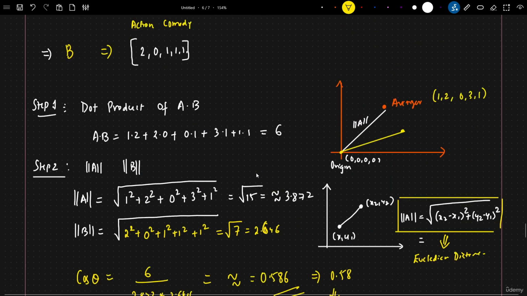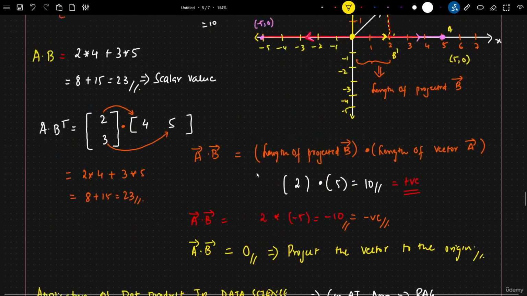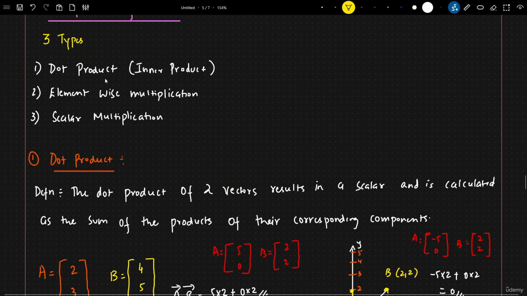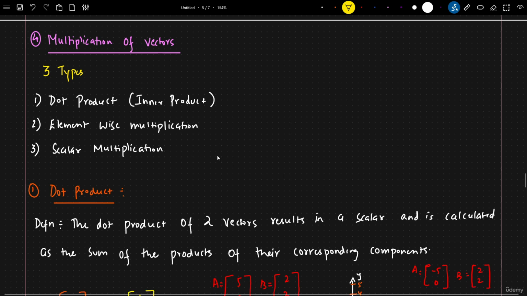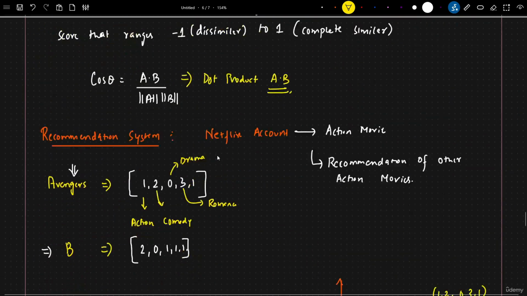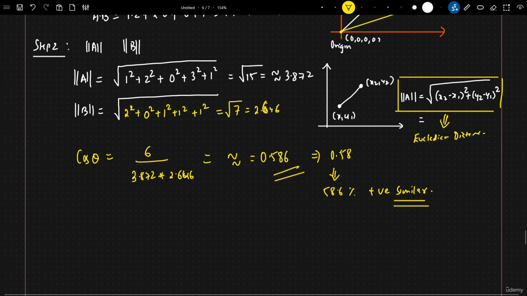I hope you were able to understand this video where we discussed the dot product. This is just one of the types. There are still element-wise multiplication and scalar multiplication, where we'll discuss more. There are some more applications with respect to the dot product, but since the video is becoming longer, I will cover that in the next video.